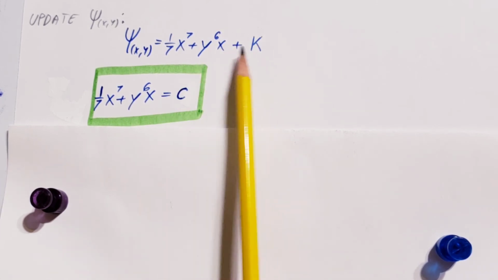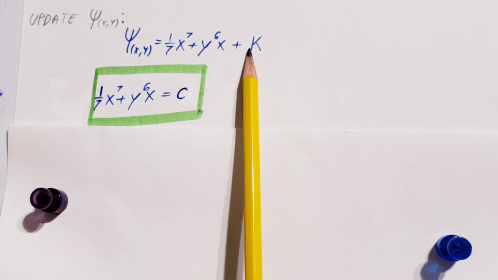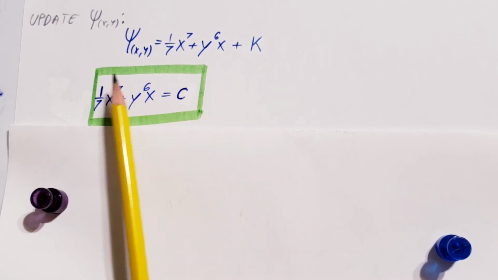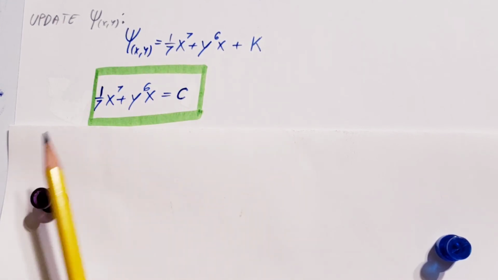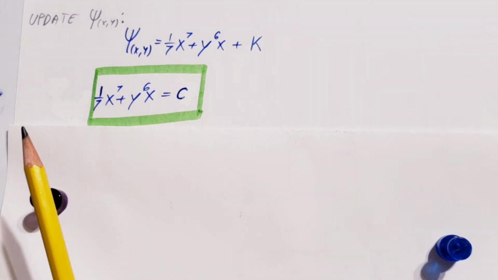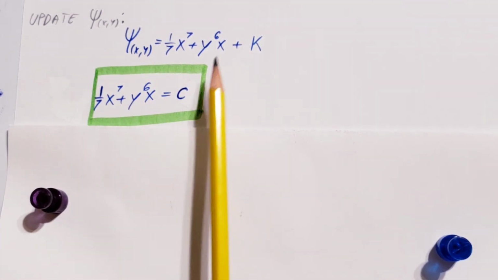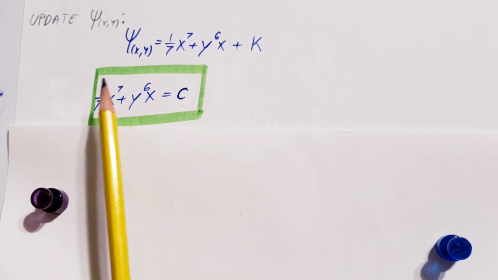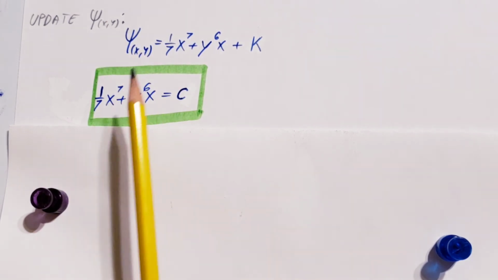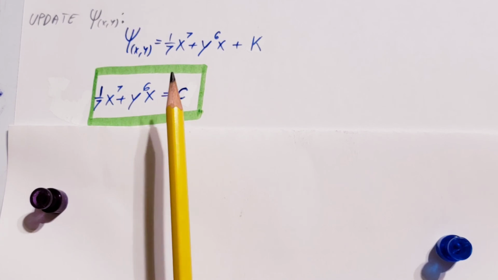This is why I didn't want to use the variable C up here, so I can use it in the final form, because we are always used to seeing C as a constant. And this is our final answer. 1 over 7 x to the 7 plus y to the 6 x equals C.